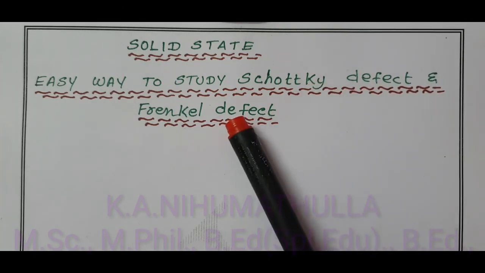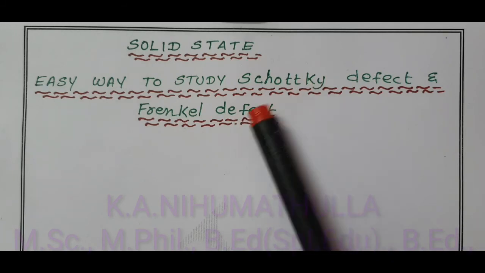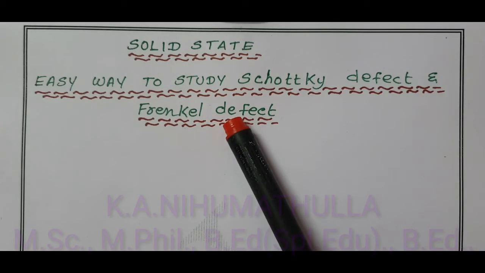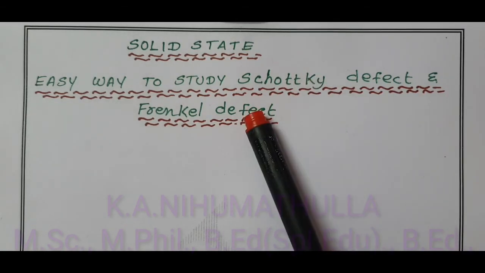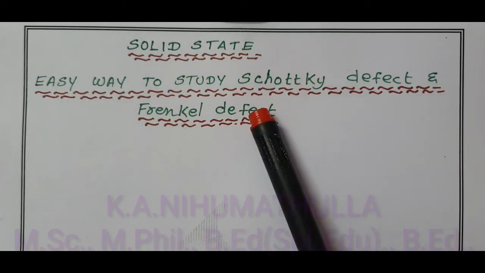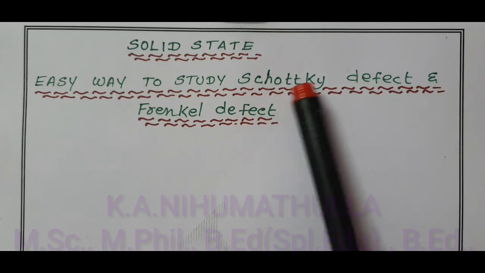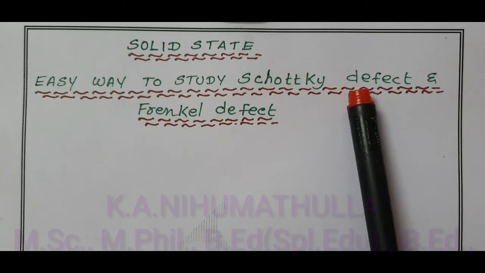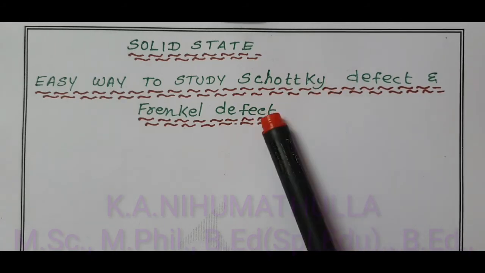And the second point, you have to tell there is no change in stoichiometry in both the defects. And third point, stoichiometric means the number of positive ions is always equal to the number of negative ions in both the cases.